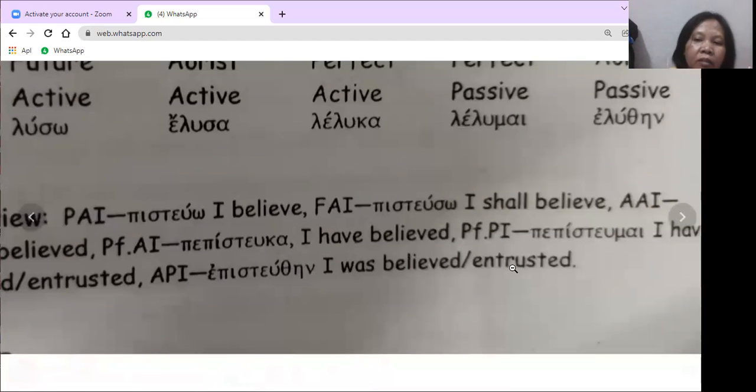And we learn about third declension, and to review a little bit of the participle part of the lesson.